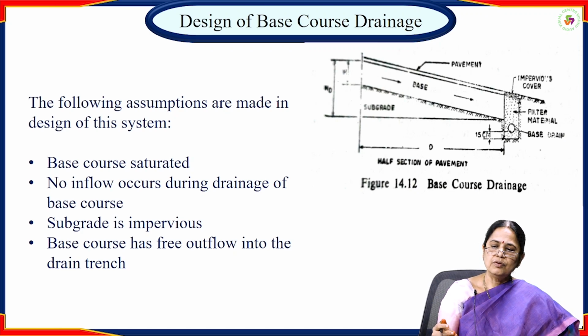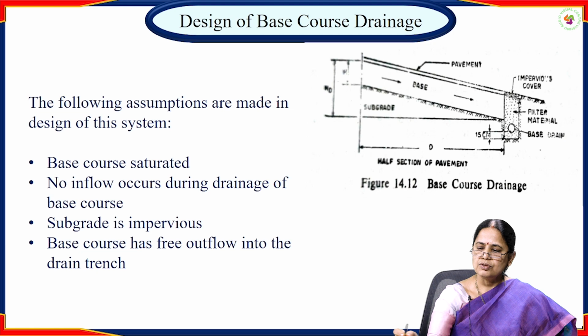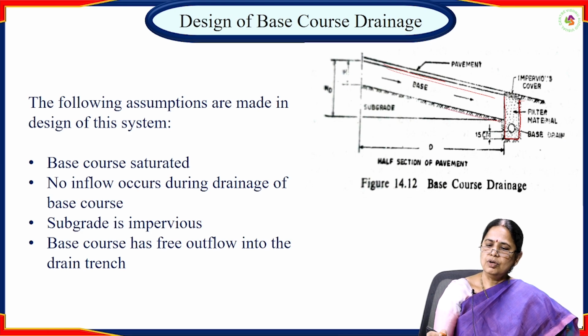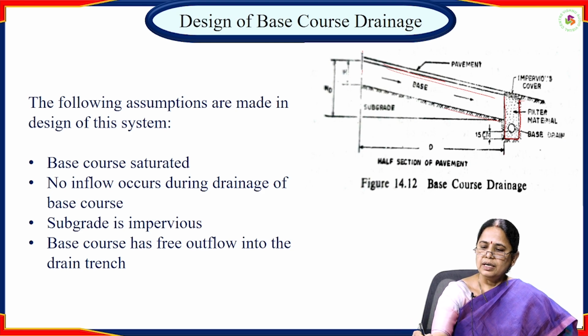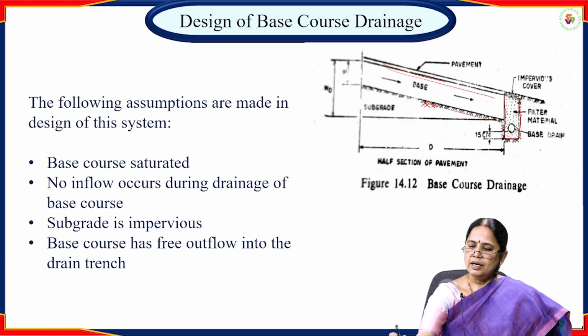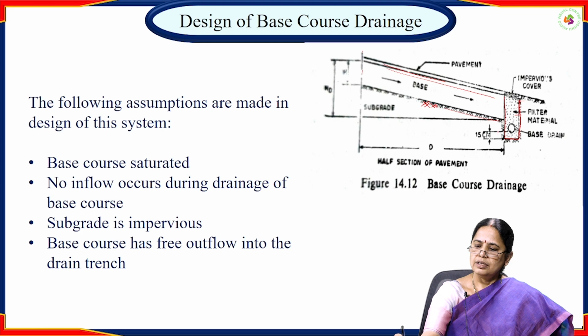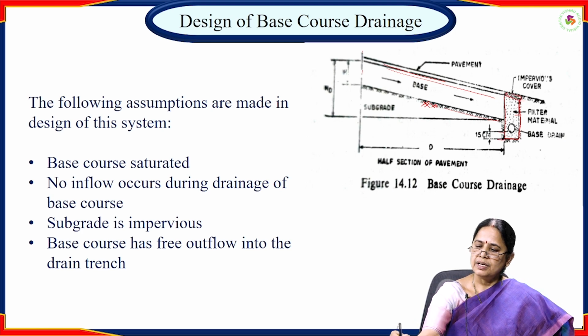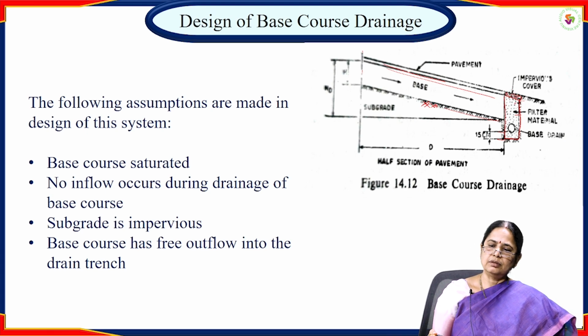Before going to the design, we can see this picture. This is where the base course drainage is provided. This is the pavement and this is the base course. Half of the pavement section has been given here. Here the subgrade is impervious, this is the filter material, this is a drain and this is the cushion, 15 centimeters cushion. Here they provided an impervious layer to avoid percolation of rainwater through this particular point.